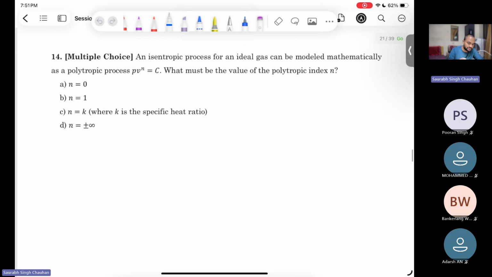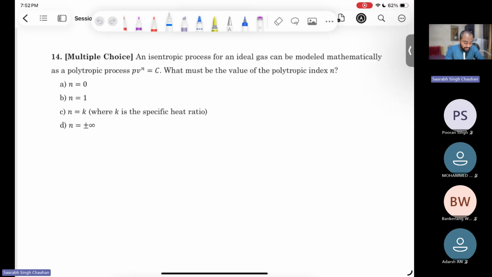Okay. Now coming to the next question. Question number 14. It is saying an isentropic process for an ideal gas. Again, isentropic means entropy change is 0. For an ideal gas it can be modeled mathematically as a polytropic process.